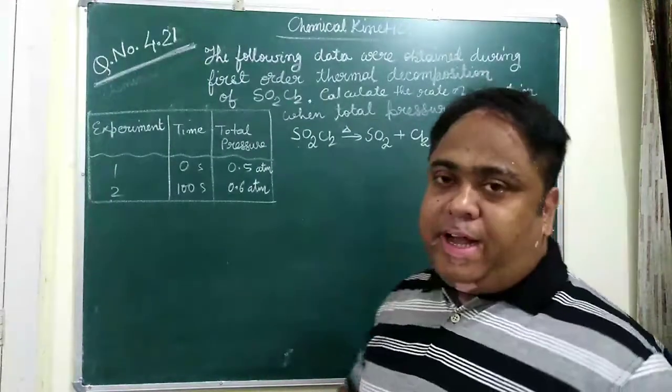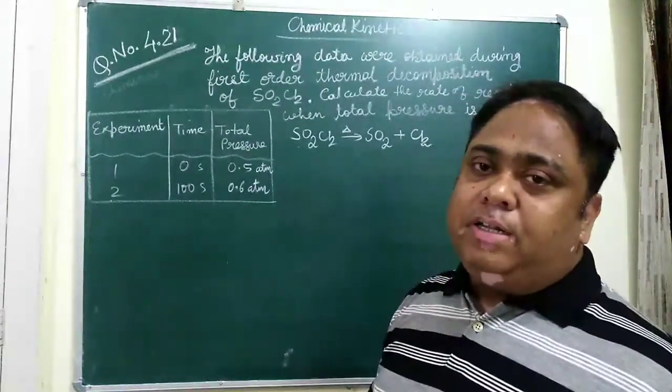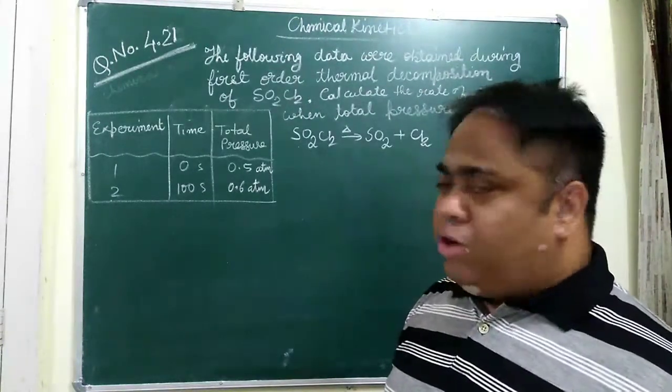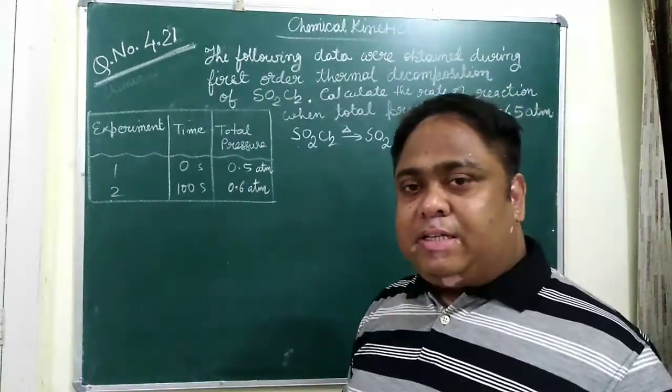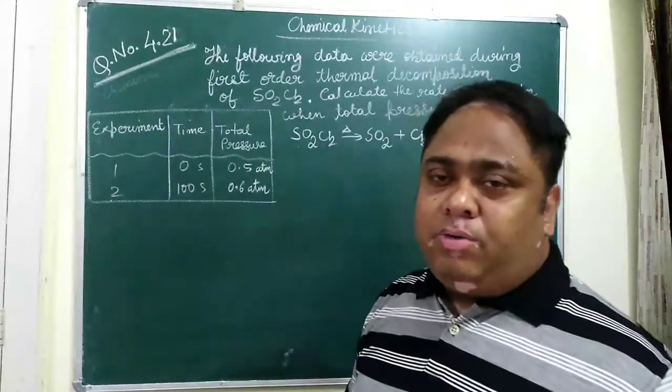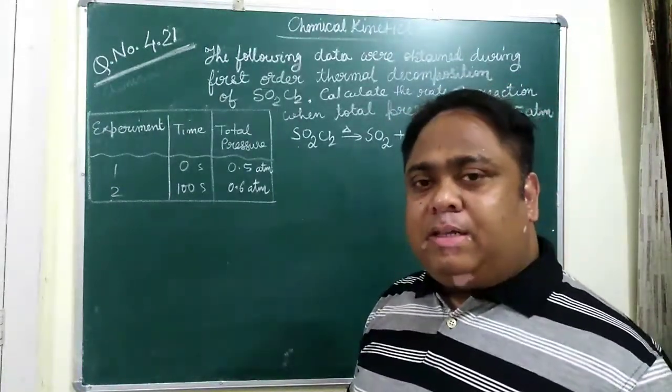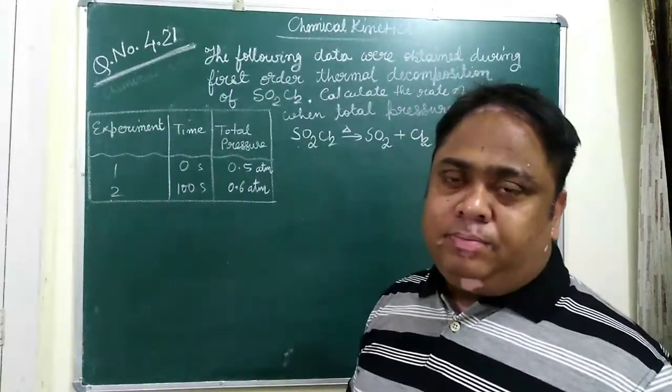The pressure of a gas depends upon the number of gaseous particles as per Dalton's law of partial pressure. According to Dalton's law, if 4 gases are in a container, then the total pressure will be equal to P1 plus P2 plus P3 plus P4. And if n gases are there, then you have to add n times.